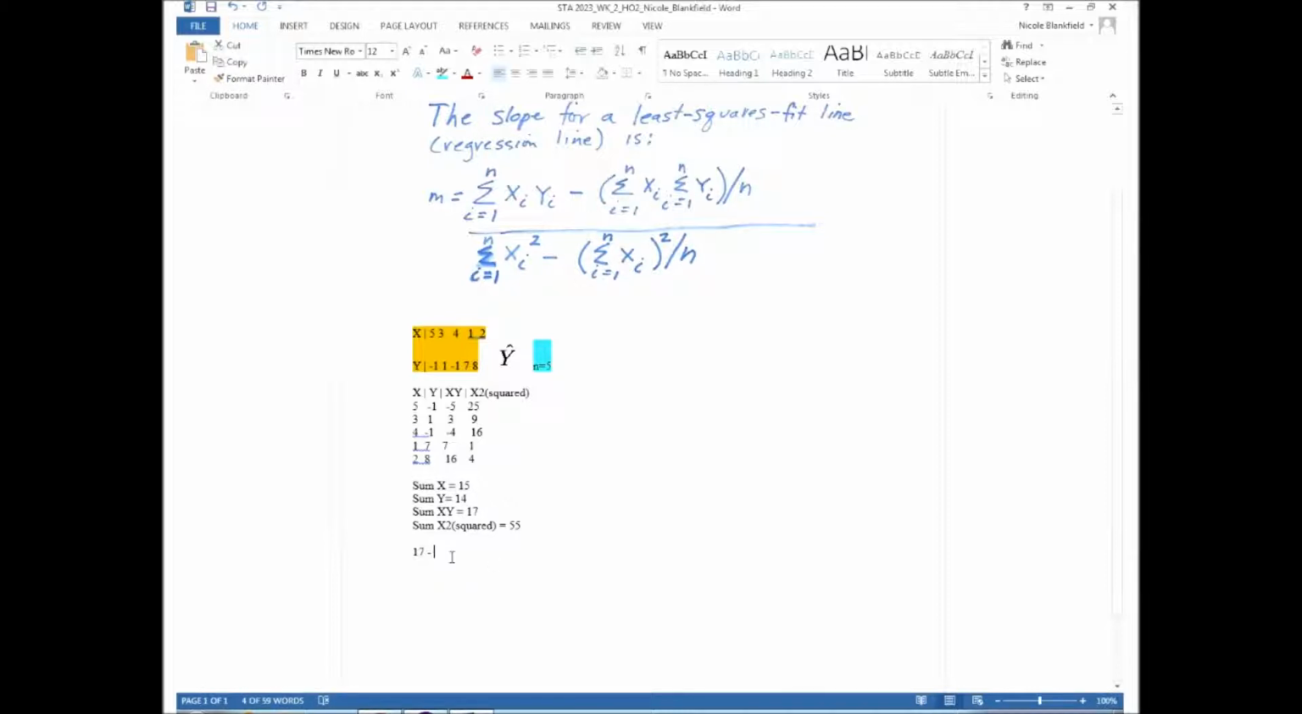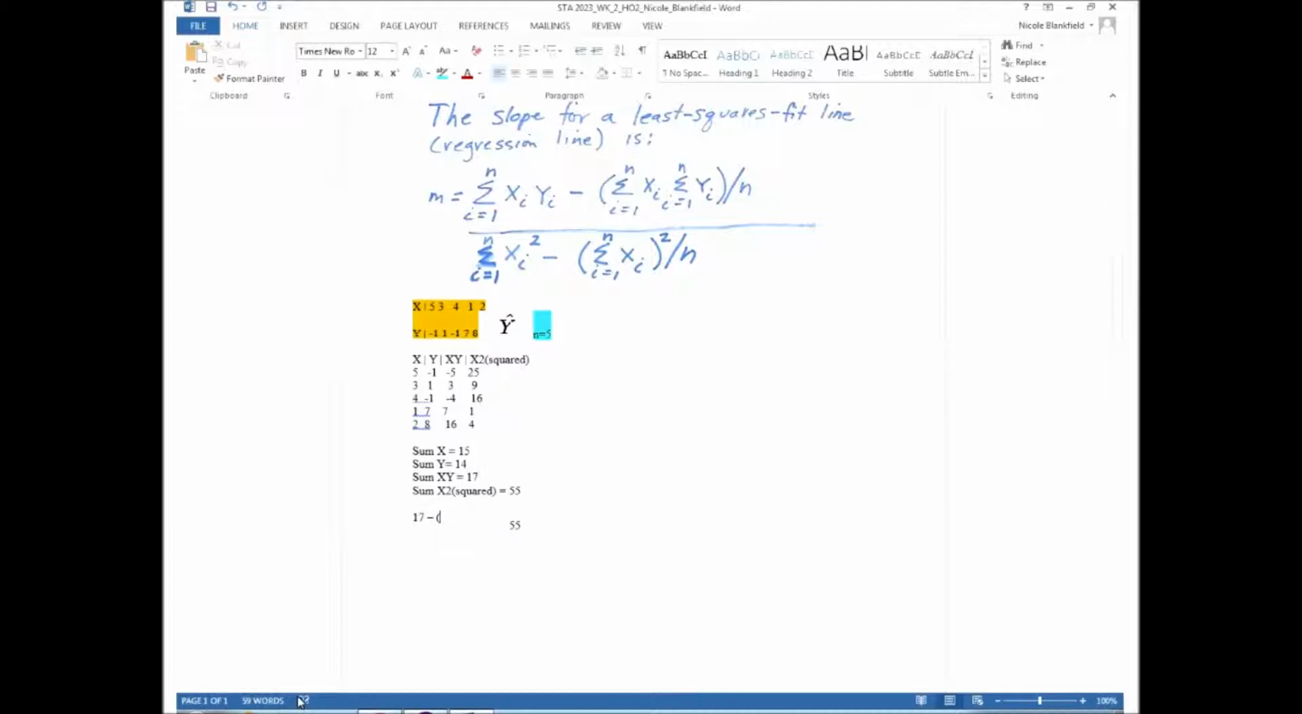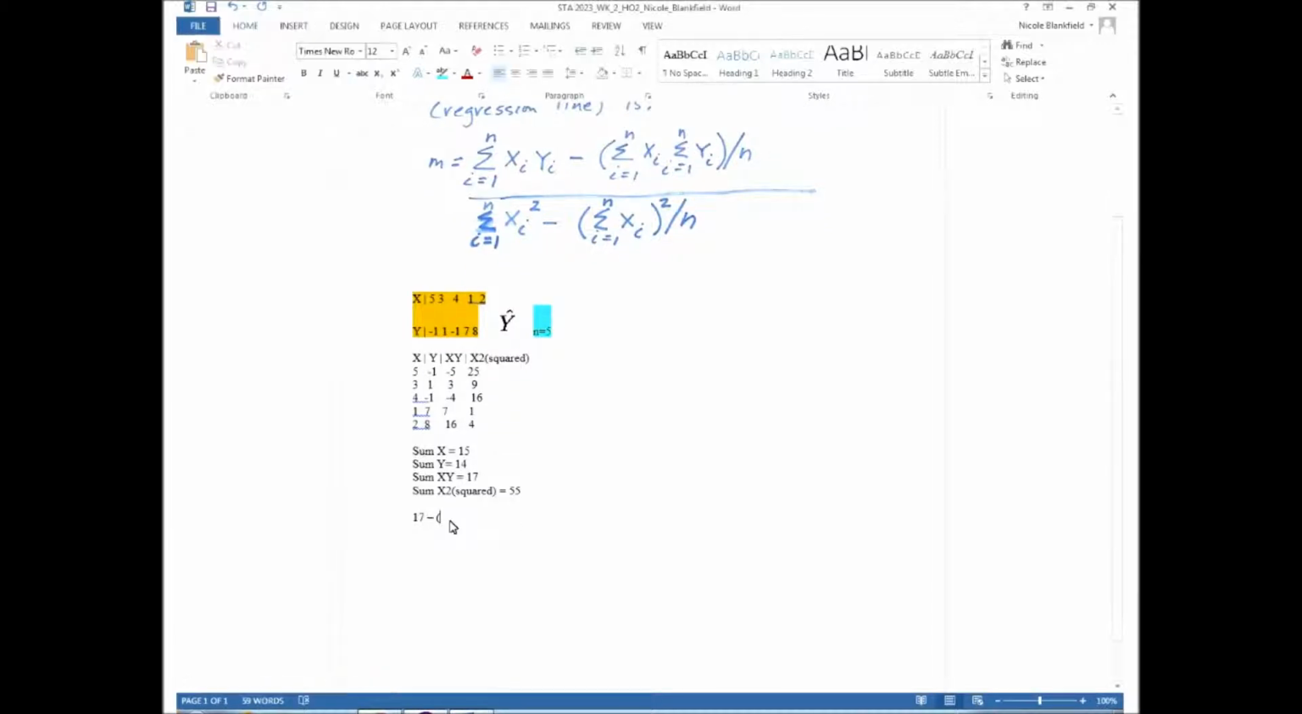That's what I'm going to put in this guy. So I'm going to open my parentheses, put 15 in, and close parentheses. So that's my sigma xi. That's what that is.